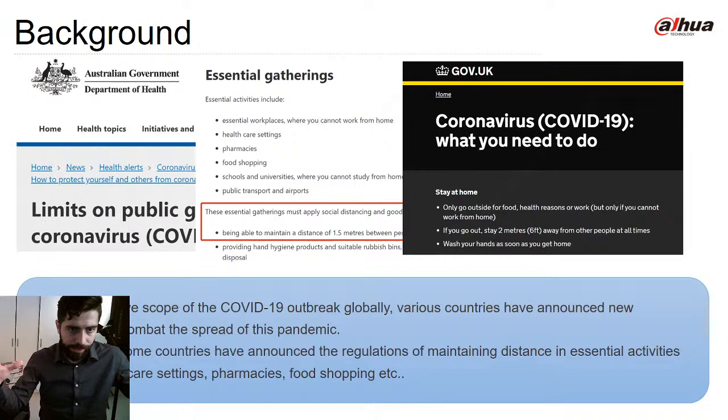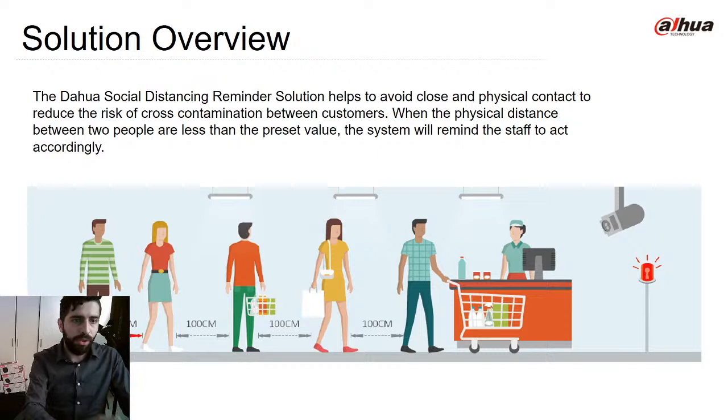So for our solution, the Dahua distancing reminder solution helps to avoid close physical contact, to reduce the risk of cross contamination between customers. When the physical distance between two people is less than the preset value, the system will remind the staff to act accordingly. Here we can see, for example, 1 meter, 1 meter, 1 meter. This one crossed the 1 meter, so there will be an alarm for the staff: please keep distance.